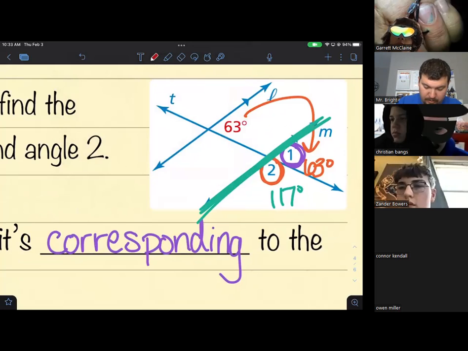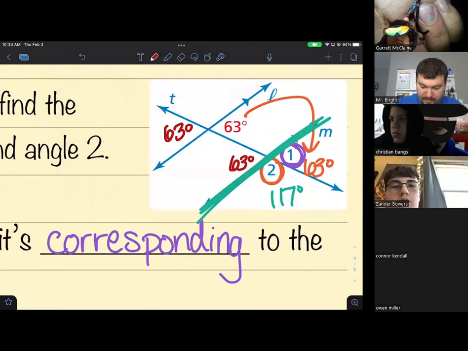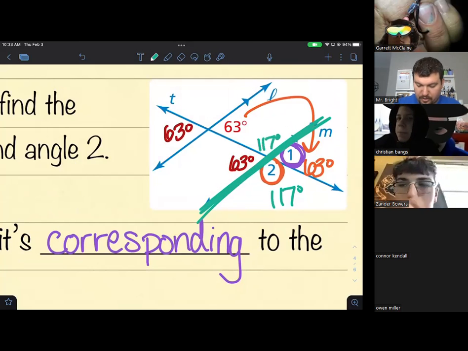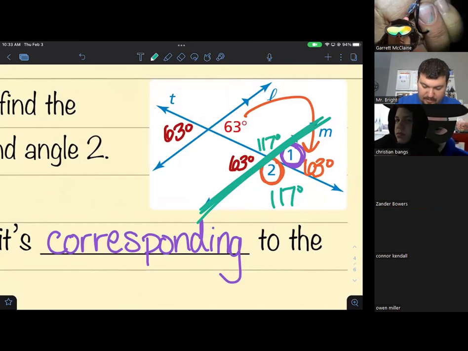So I know this one's 63 degrees because they're vertical. I know this is 63 degrees because it's vertical to this one. It's also alternate interior to this one. I know that 117 degrees has to be the measure of this angle because it's vertical to that one. And then I know these both have to be 117 degrees because this one's corresponding to that one, and this one's alternate interior to that one. It's also corresponding to that one, and this one's alternate exterior to that one. So all the angle relationships are happening.